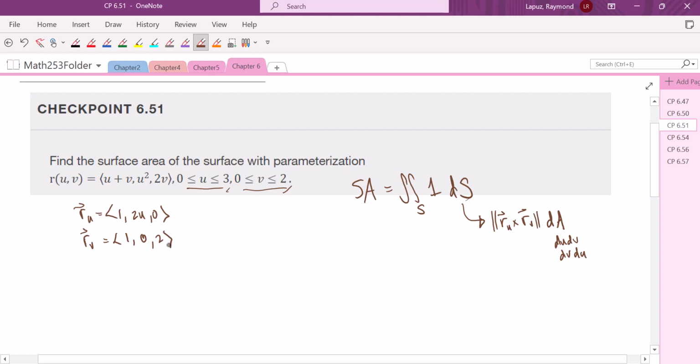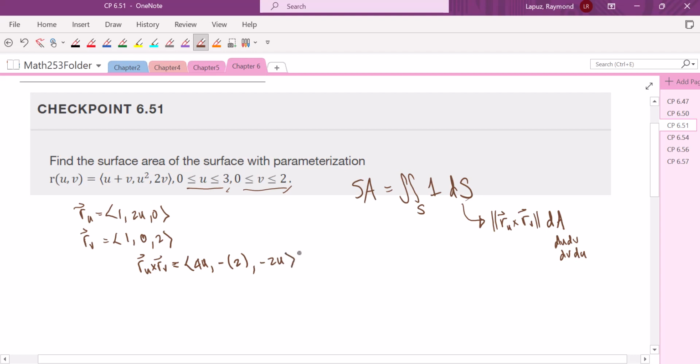So if we do the cross product, Ru cross Rv, this will be a vector. In the x component, I'll have 2u times 2 minus 0, that's 4u. In the y component, I'll start off with a negative sign. This is going to be 1 times 2 minus 0, so that's just 2. And then in the third component, we have 0 minus 2u.